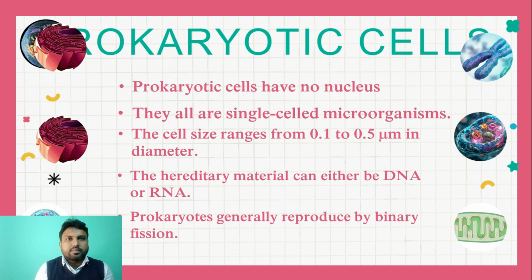They contain a single cell. The cell size ranges from 0.1 to 0.5 micrometer in diameter. The heredity material can either be deoxyribonucleic acid or ribonucleic acid. Prokaryotes generally reproduce by binary fission. It is one kind of asexual reproduction. They are also known as conjugation. Among the prokaryotes, as an example, we will discuss bacteria.